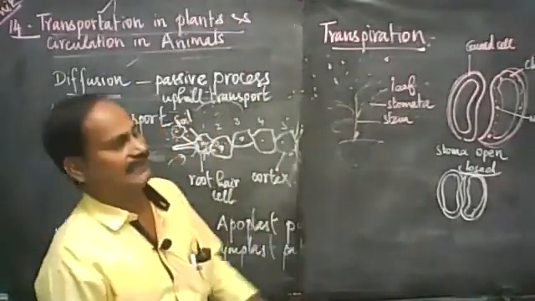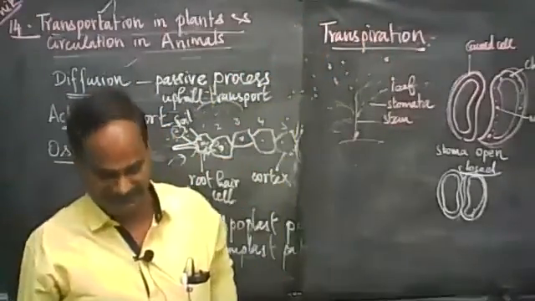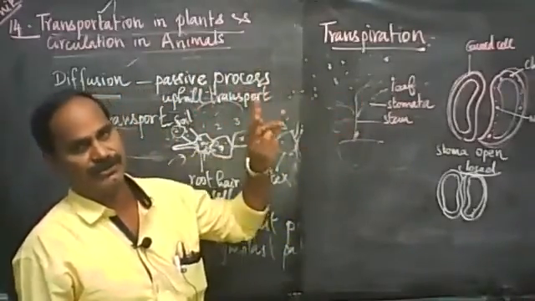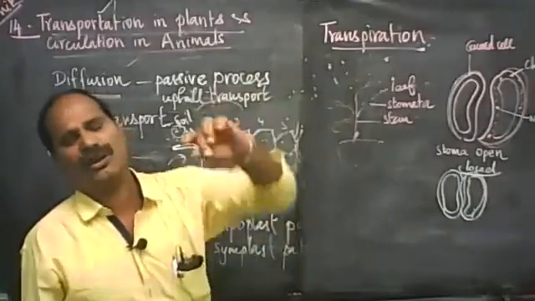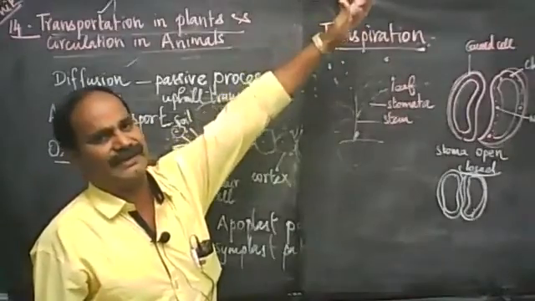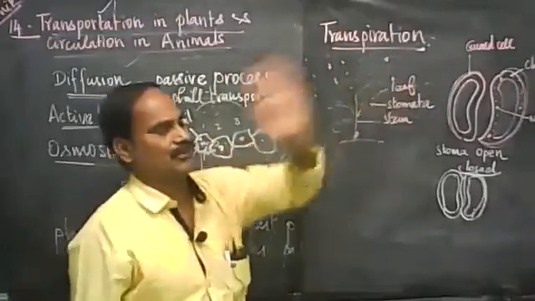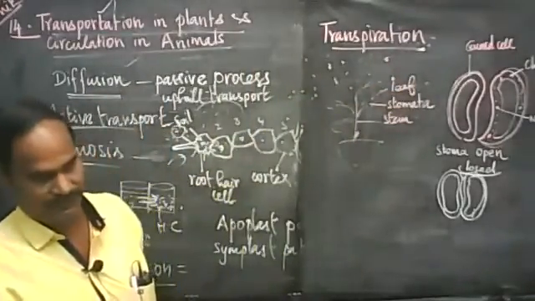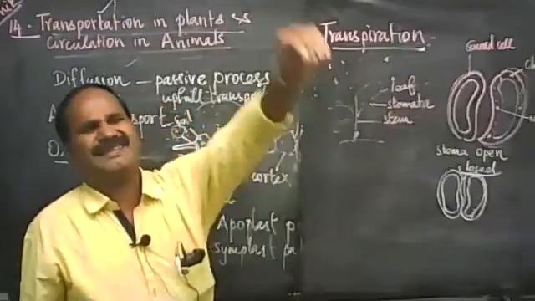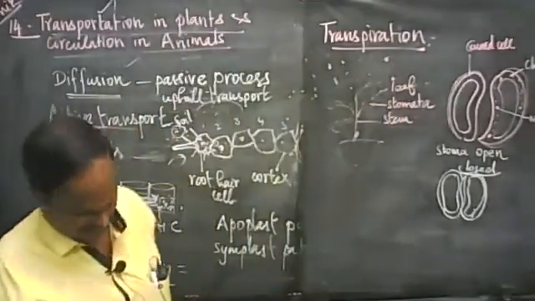Now let's see transpiration. I told you transpiration is the loss of water through the aerial parts of the plant, and I told you three types of transpiration: stomatal transpiration, cuticular transpiration, lenticular transpiration. Here stomatal transpiration is given in a detailed account. So the first paragraph related to transpiration is stomatal transpiration. So what is stomatal transpiration? Stomata are the minute openings present on the leaves through which loss of water takes place.